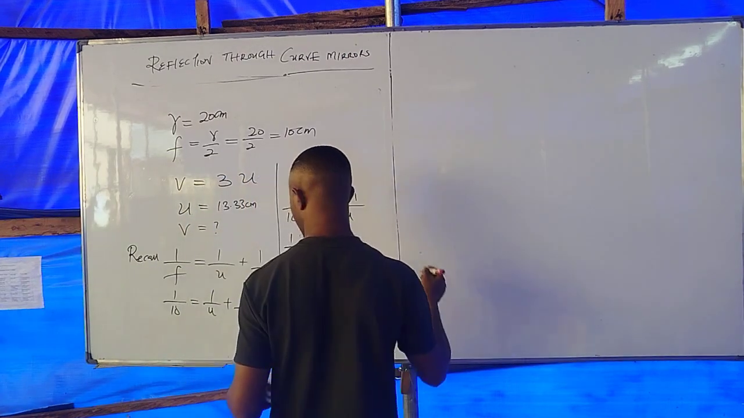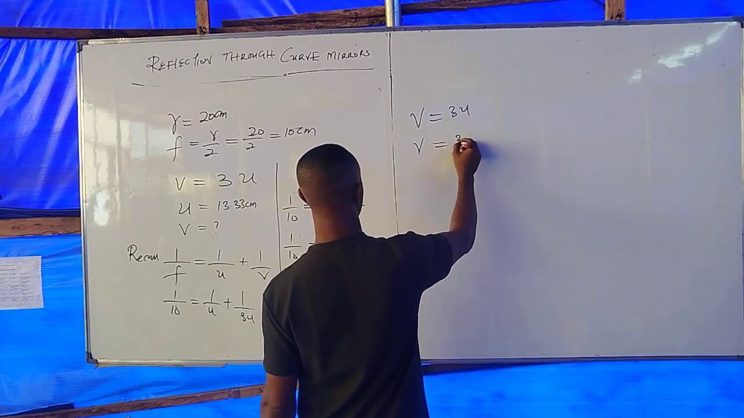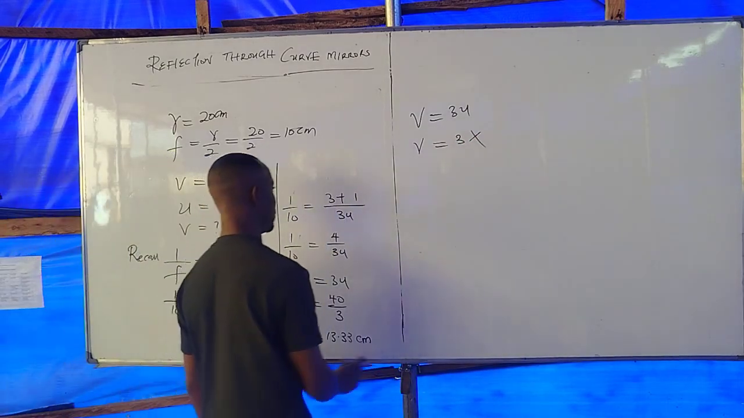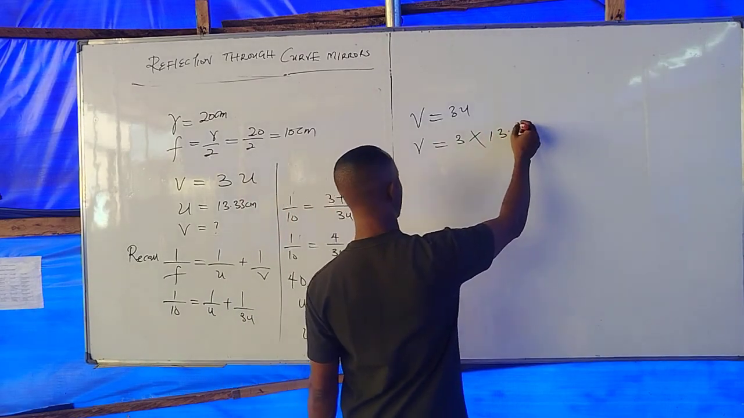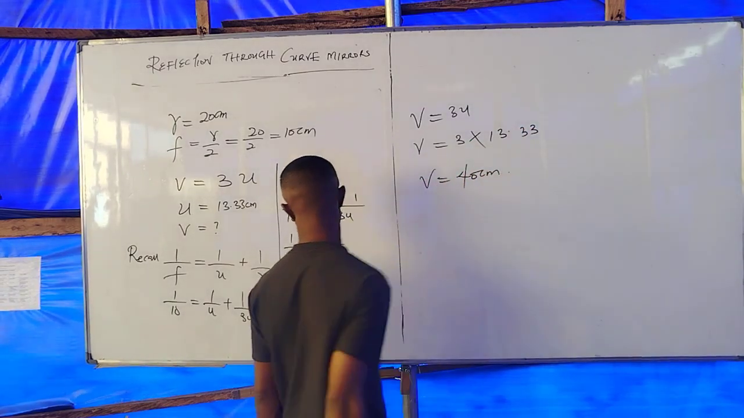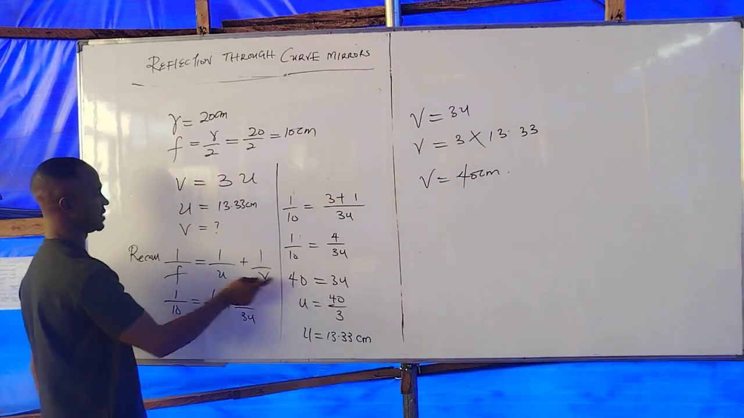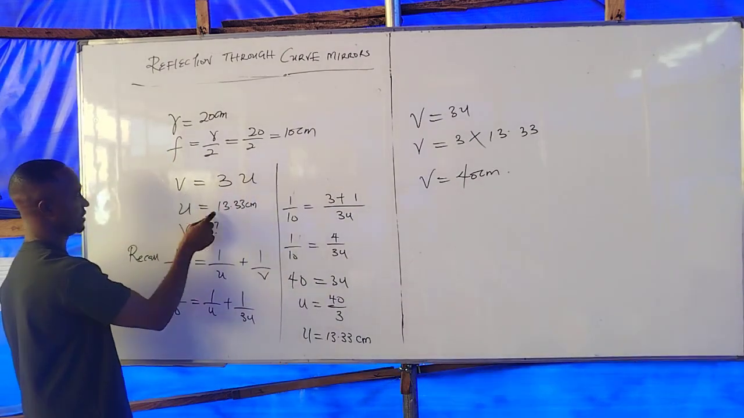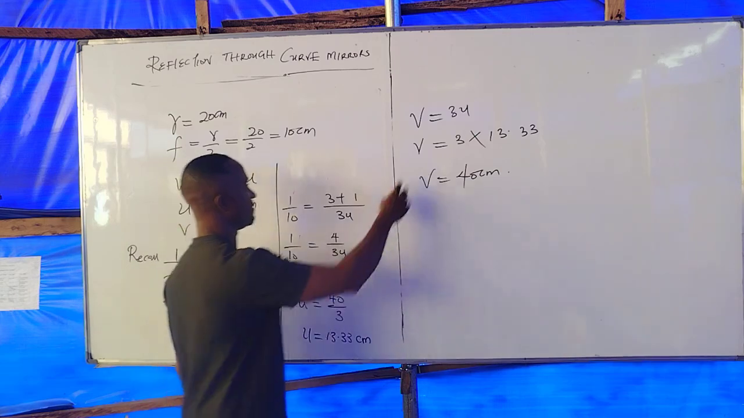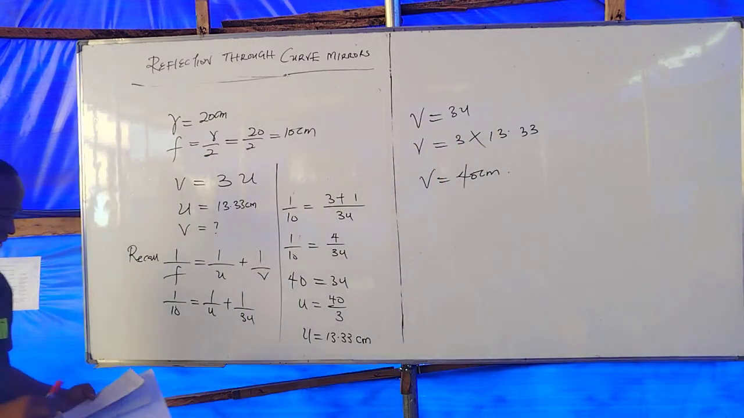The image distance is going to be v equals to what? 3u, right? So that will give us v equals to 3 multiplied by our u, which is 13.33. So v should be about 40 centimeter. Our v is 40 centimeter. Of course, even from here, 3u equals to what? 40. And what's that 3 representing? Our v. So I can compare this with this. That means my v is what? 40 centimeter. Or I can multiply the value of my 3 with the value of u, which is 40 centimeter as well. Alright? Okay, the next question.